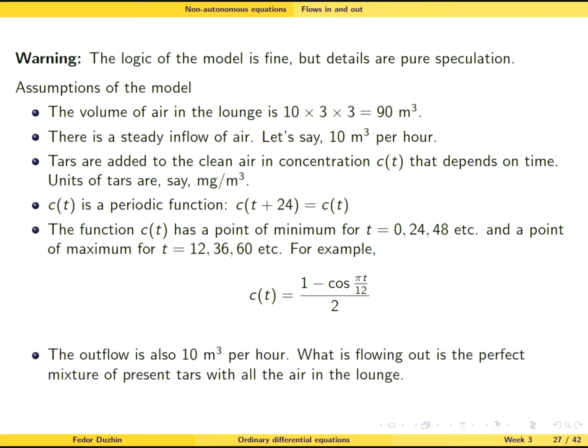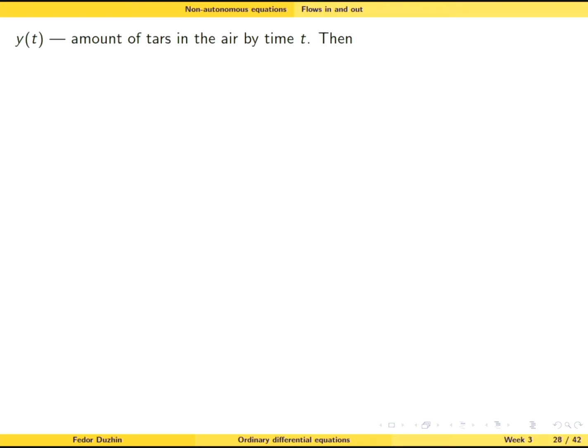Then we also assume that the outflow is the same, 10 cubic meters of air per hour. Otherwise it wouldn't add up. The inflow should be the same as the outflow, so that the amount of air is the same. But then we are assuming that what flows out is actually the perfect mixture of tars with clean air. So let y of t be the amount of tars in the air by time t, measured in, say, milligrams or micrograms. I don't know how exactly it is measured, but in some units of weight.